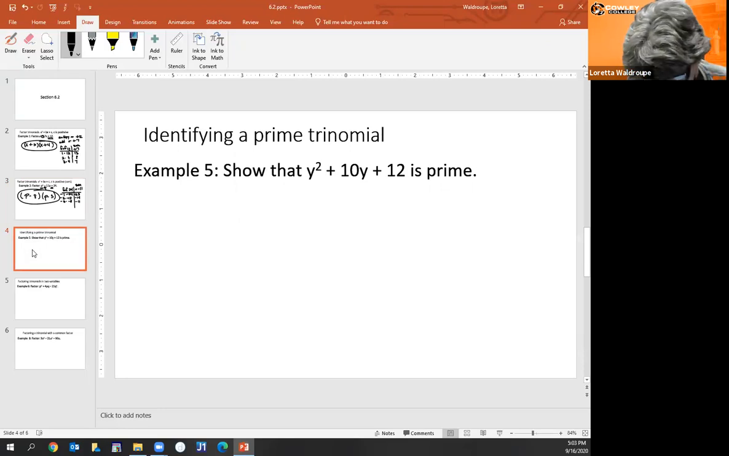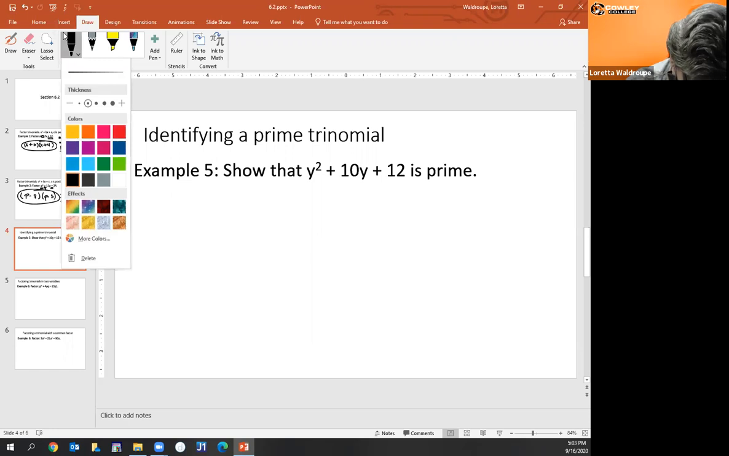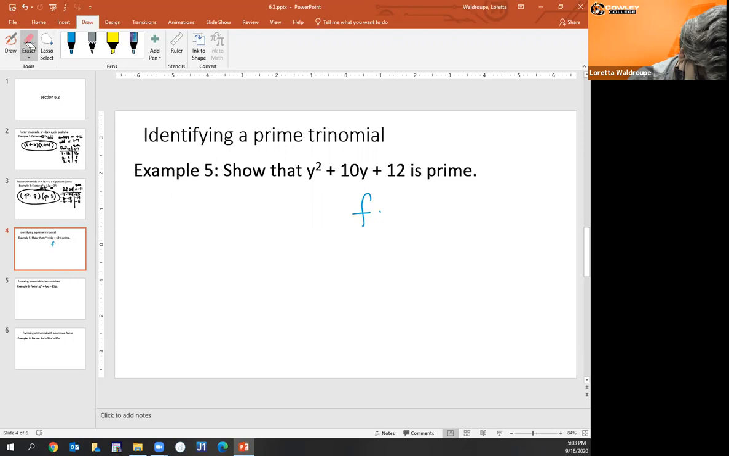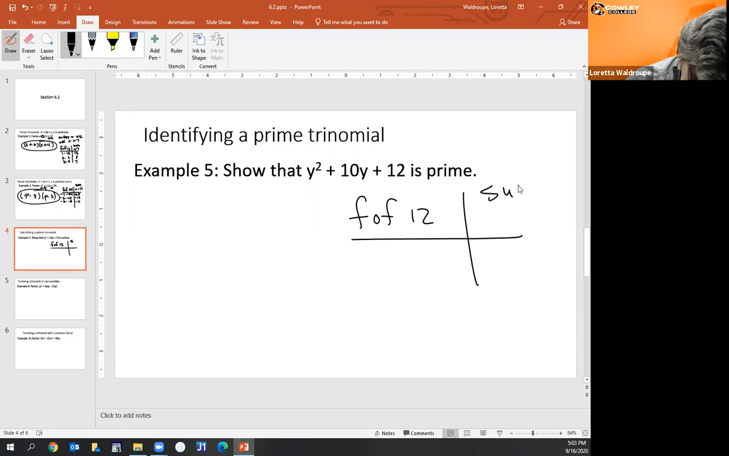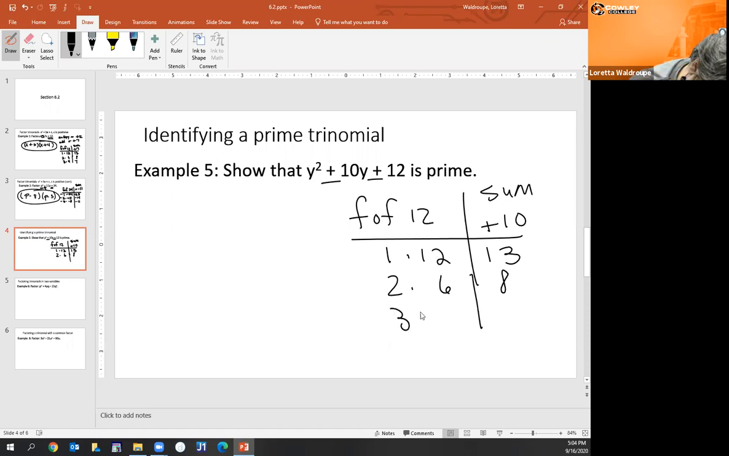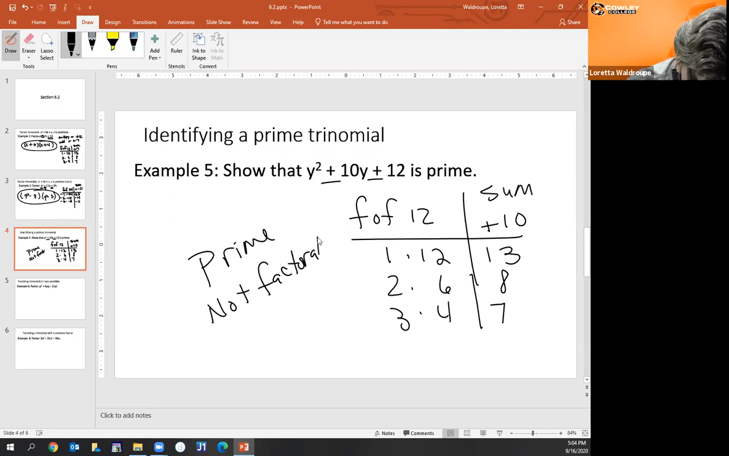So how do I know if a trinomial is not factorable? So for this one, it's asking for the factors of 12, okay, whose sum is a positive 10. Now positive positive, of course, means both signs are positive. So 1 times 12 adds to 13. 2 times 6 adds to 8. And 3 times 4 adds to 7. But nothing adds to 10, does it? Therefore, this trinomial is prime, or you could think of it as not factorable.